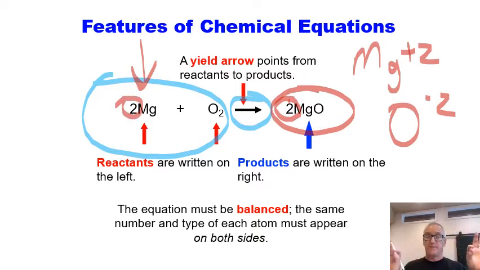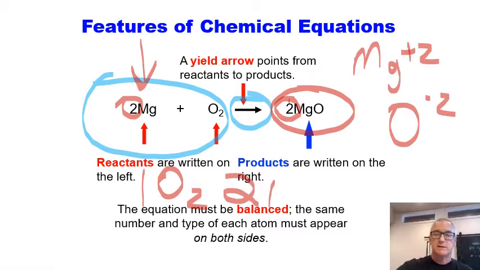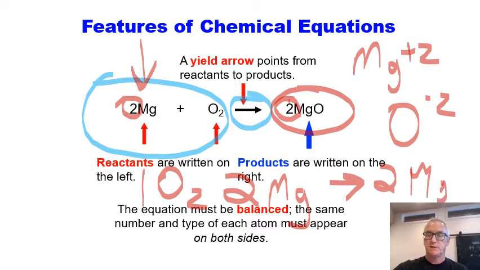Now everything is balanced. And it gives you the ratio: for every 1 mole of oxygen molecules, I need 2 moles of magnesium atoms, and they make 2 moles of my product, which is magnesium oxide. That is a very strange looking M.